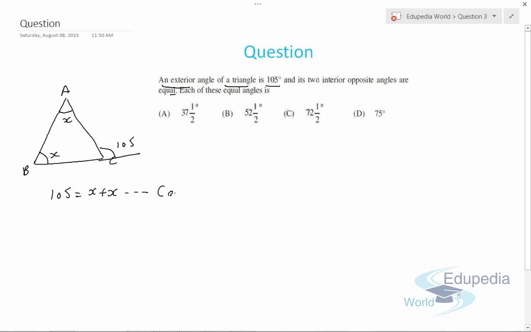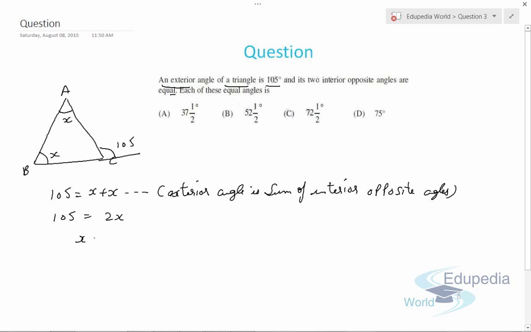As we know, exterior angle equals the sum of interior opposite angles. So we can say that 105 equals 2x. So x is 105 upon 2, which is 52.5 degrees. So each angle is 52.5 degrees. So the option is B. So let's move on to the next question.